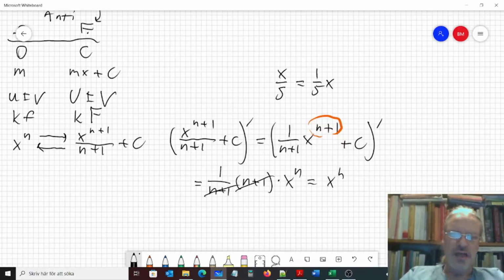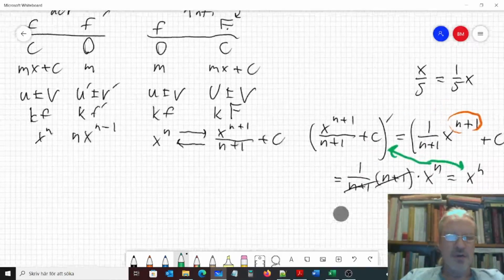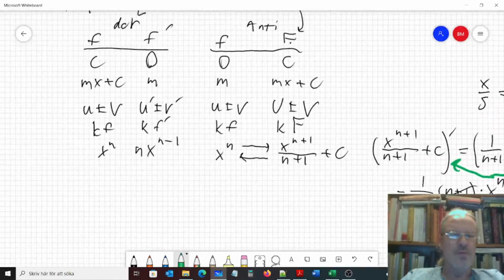So if we take the derivative of this part, it will give us that, and the antiderivative should give us the one we started with as a result. So we have found this little rule here. What more rules do we have?